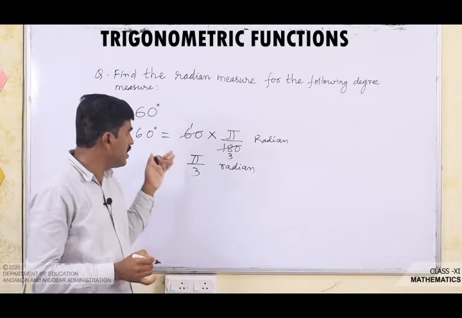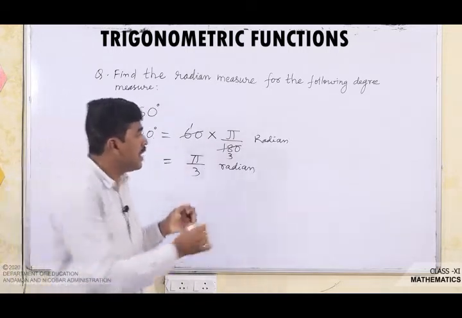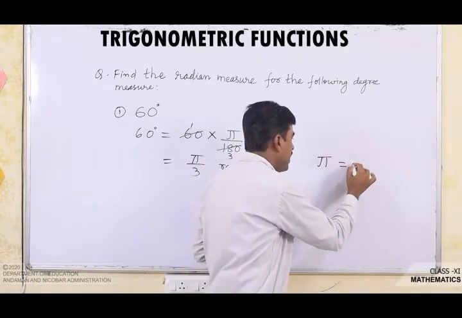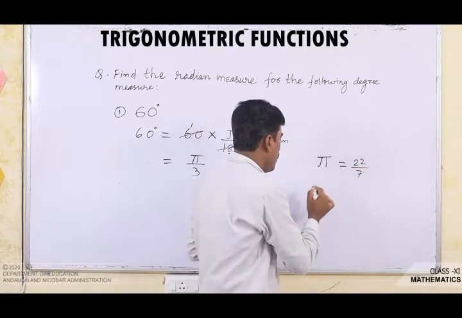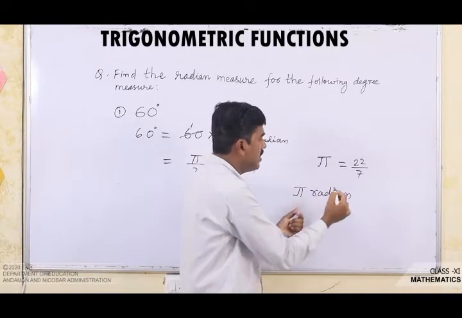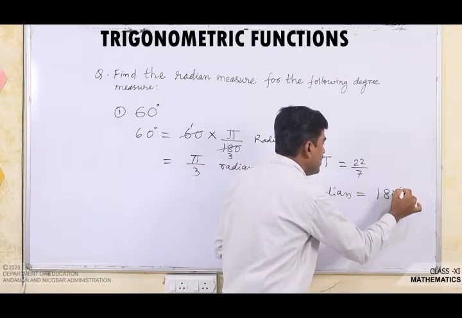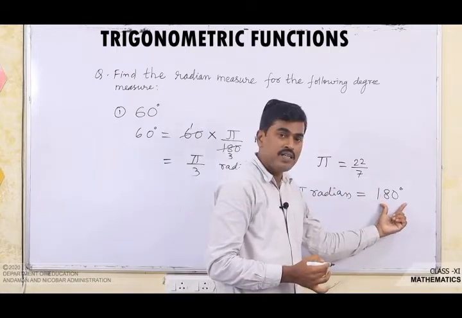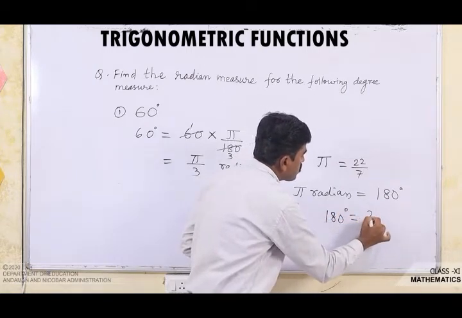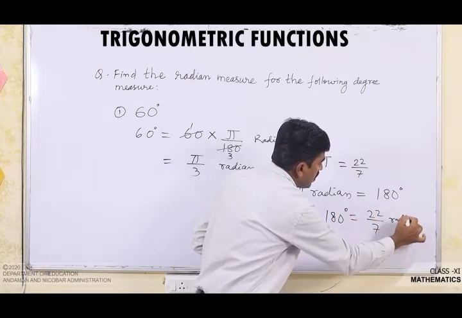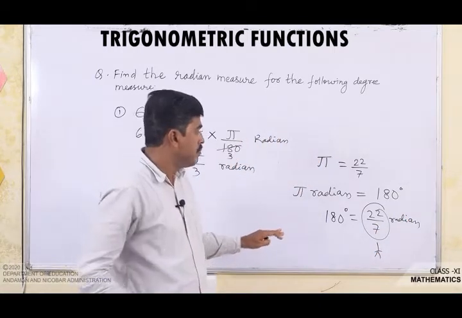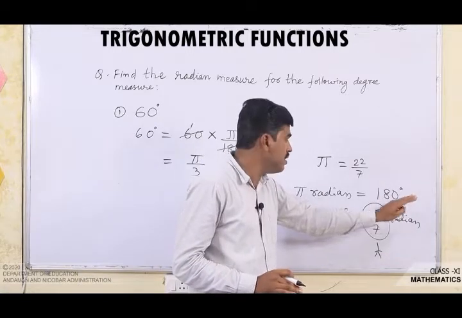So we can leave it in pi itself. What is the value of pi? You don't confuse it with the degree measure. Value of pi is 22 by 7. Whereas pi radian, that is the angle pi radian, is equal to 180 degree. If it is converted into degree, then it will be written as 180 degree. So that means 180 degree is equal to pi radian. The value of pi is 22 by 7, but the pi radian is equal to 180 degree.